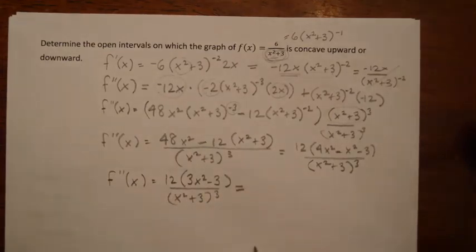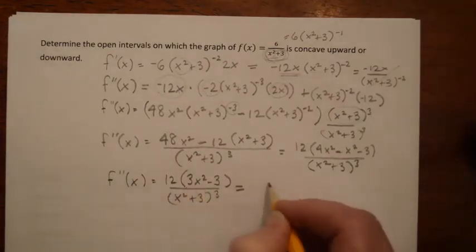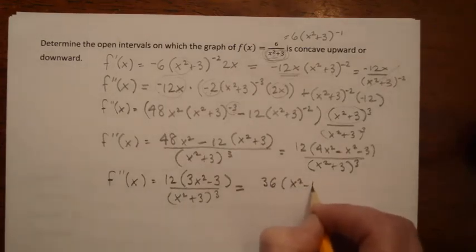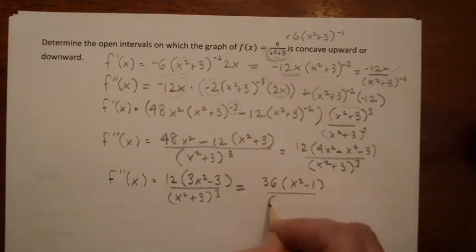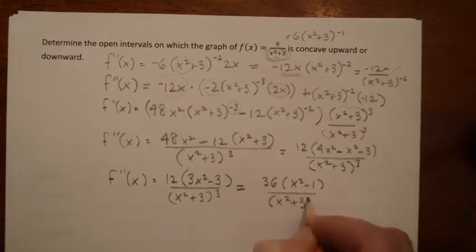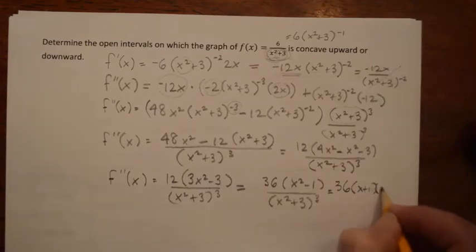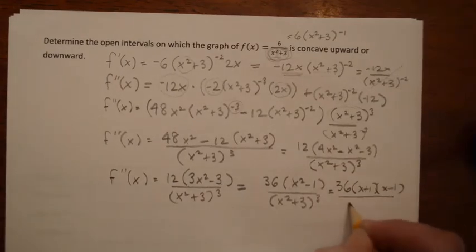One more simplification and I'm going to say it's enough. I'm going to take a 3 out of there. So that becomes 36 times x squared minus 1 over x squared plus 3 to the third. And in fact, I can do one more thing, which is factor that using difference of squares. So 36 times x plus 1, x minus 1, all over x squared plus 3 to the third.